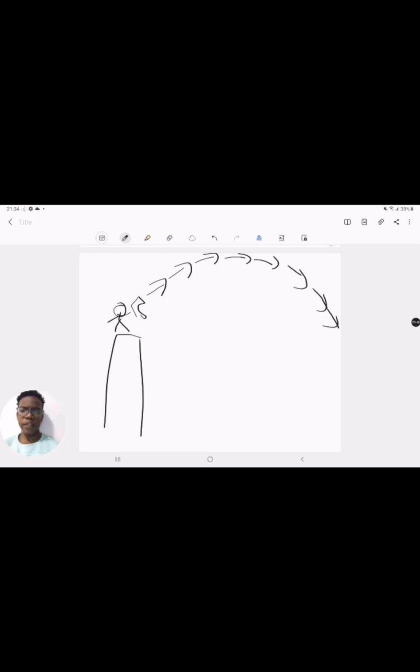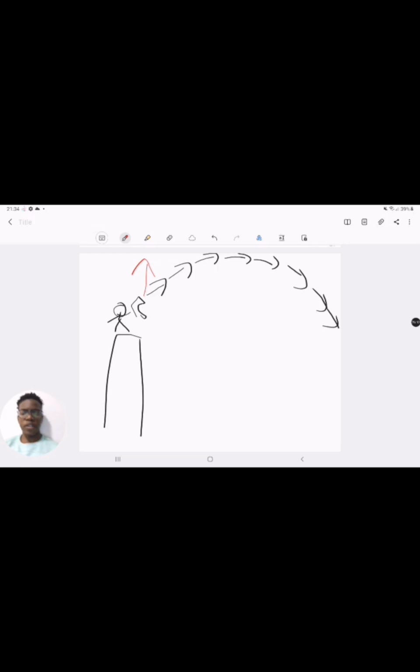Now, if you're looking at this, you will agree with me that it is moving both in the horizontal and in the vertical direction, because it's moving to the right as it's moving upwards. So it's moving horizontally and vertically. We don't care about the horizontal direction in this topic. We don't care about the horizontal component, we care about the vertical.